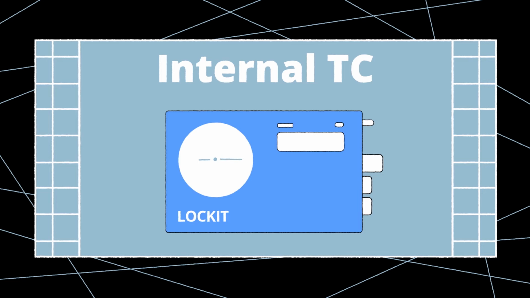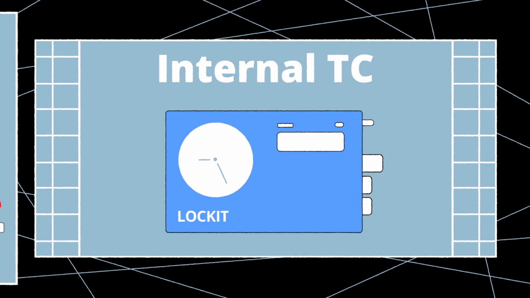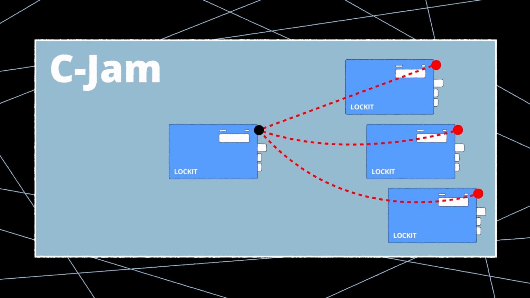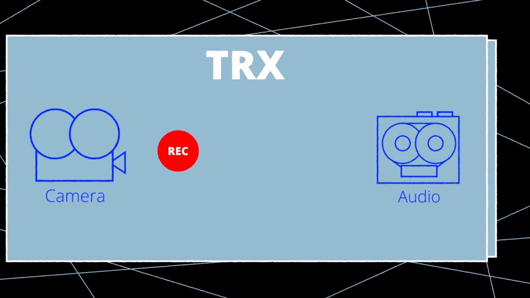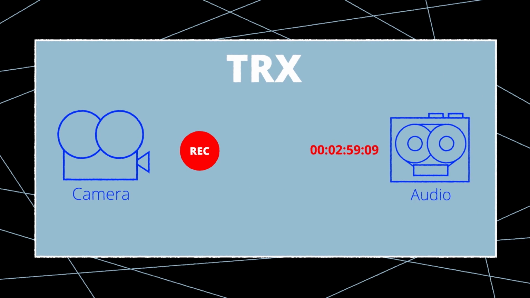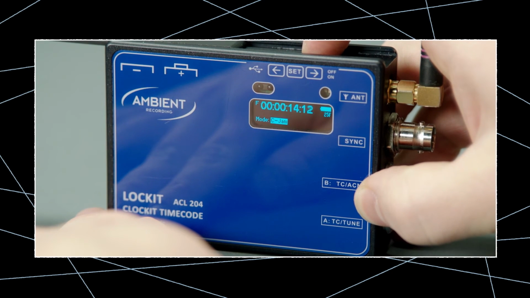Internal timecode is used if you just want to jam sync the Lockits without ACN. Continuous jam or CJAM is used if you want to use the ACN for zero drift wireless synchronization, and TRX is used for wireless record run timecode setups. We want to use the CJAM being the most convenient and accurate mode.